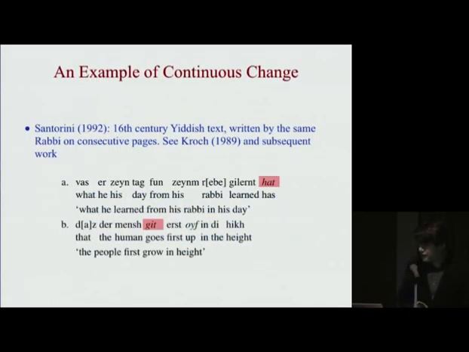So here's a classical case of gradual change in syntax. Here you see a single speaker is essentially bilingual, having an info-final and also an info-medial grammar in two adjacent sentences in a text.